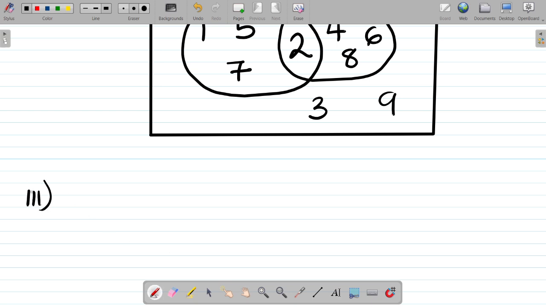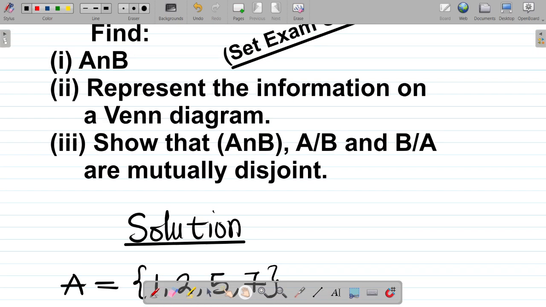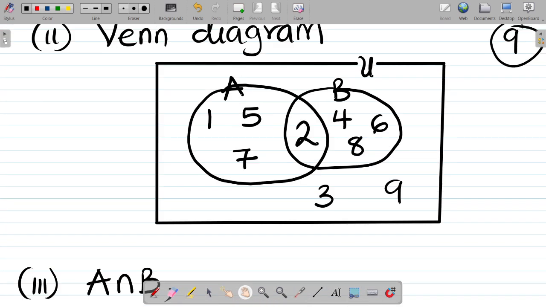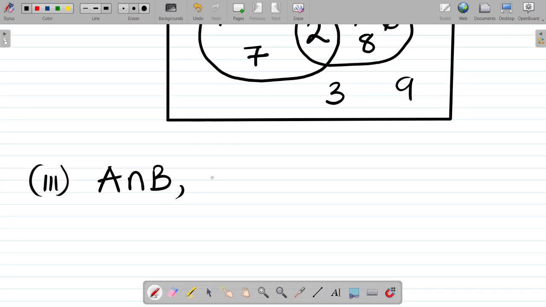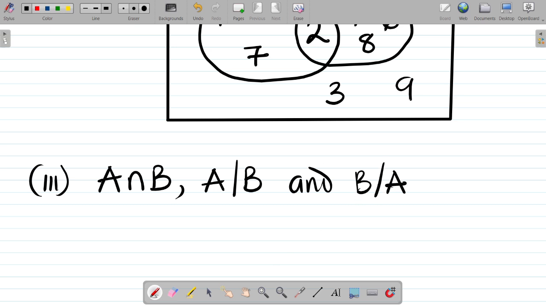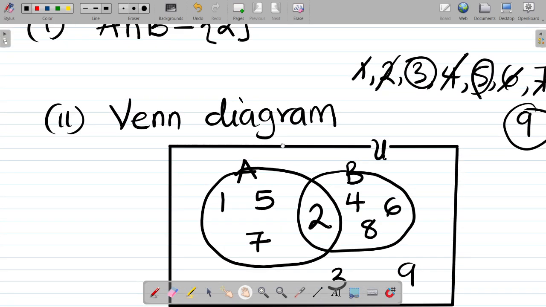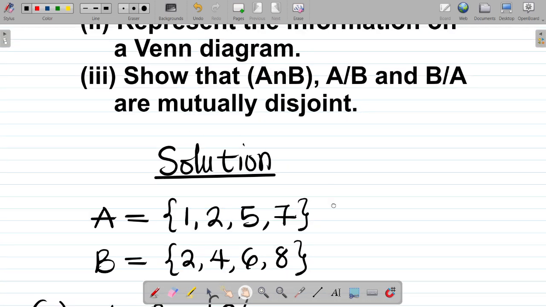So I show that A intersection B. They mentioned A intersection B, A slash B, and B slash A. They have A, let me write this as A. They mentioned A slash B and B slash A. They said it should show that these are mutually disjoint. Right? They are mutually disjoint.